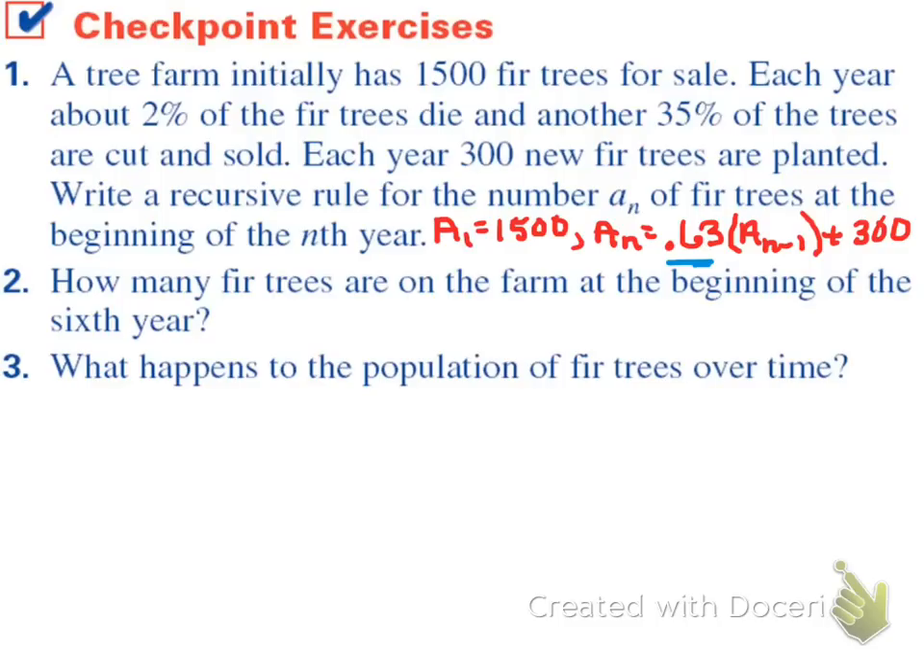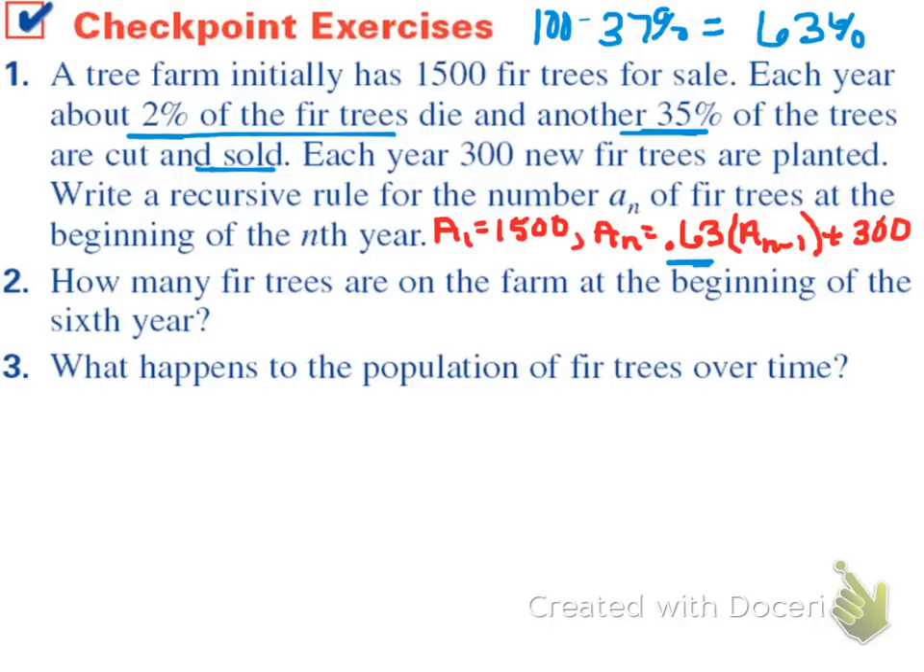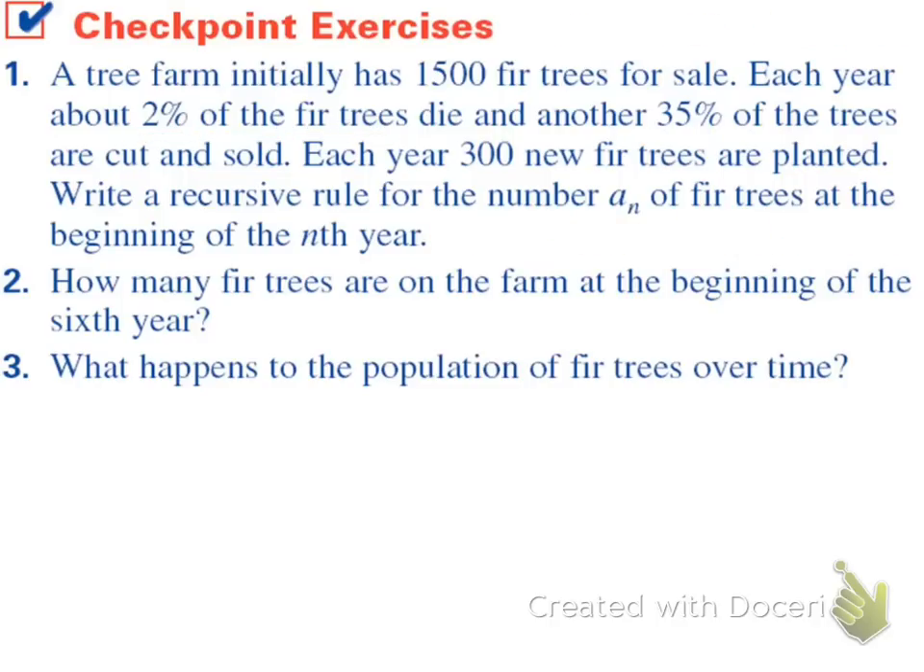But if we are losing 2% of the trees from dying and another 35% are sold, then we're losing 37% of the trees. If we're losing 37%, then what do we keep? We keep 100% minus that 37%, or 63% of the trees are kept. And our rule represents the amount that was kept.